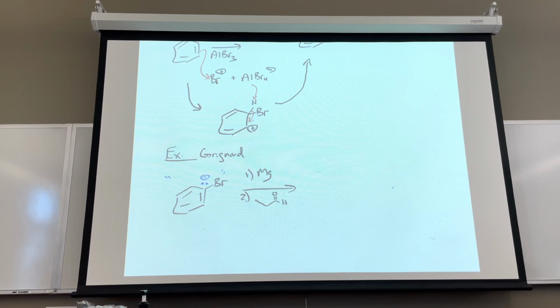Just use a really simple one. And so mechanistically, the way this works is the halogen, again, is going to act as a carbanion to attack the carbonyl, which is going to give us initially something that looks like this.